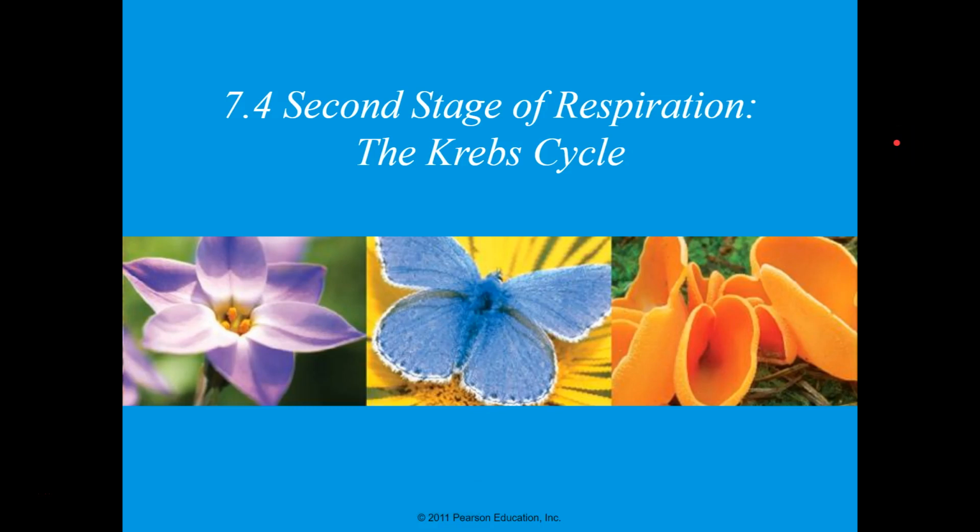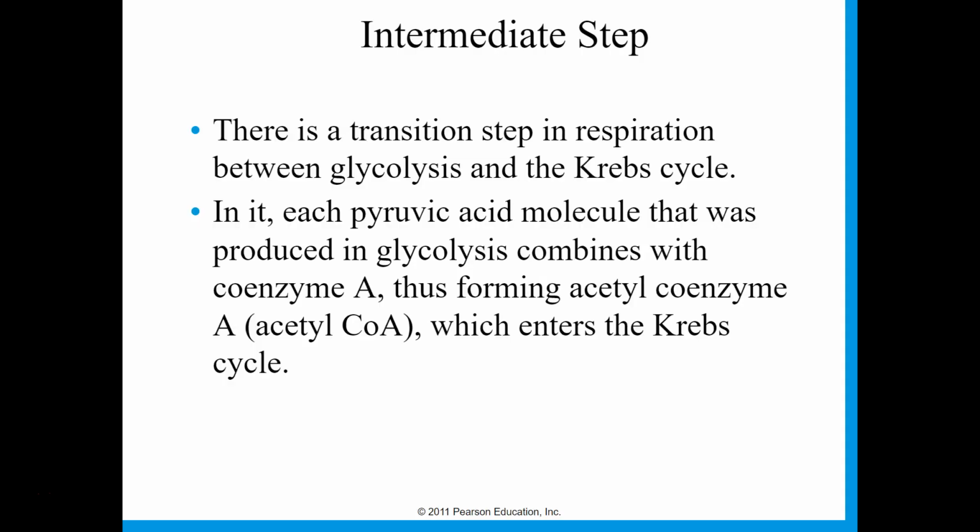So the next step that we're going to be talking about here is the Krebs cycle. So again, let's just do a brief overview of what's happened so far. We've taken in some glucose. We've split that glucose into two pyruvate molecules, which has yielded us NADH and some ATP so far. Before we get into the Krebs cycle, we need to talk about an intermediate step that happens first of all.